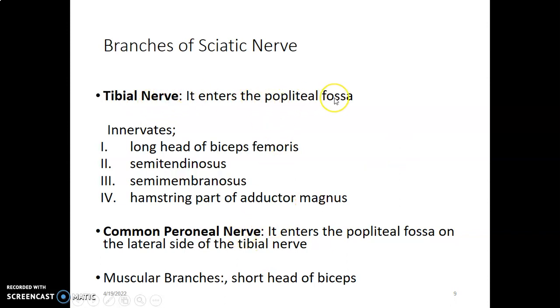So the tibial nerve enters the popliteal fossa, okay, and the common peroneal nerve will enter the popliteal fossa and immediately goes onto the lateral side, where you find it near the head of the fibula. So the tibial nerve innervates the long head of biceps femoris, semitendinosus, semimembranosus, and the hamstring part of adductor magnus, while common peroneal will innervate the short head of the biceps femoris.